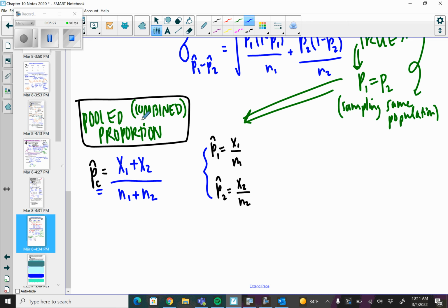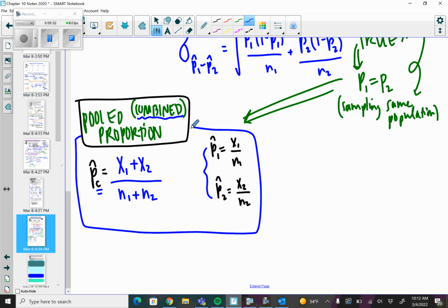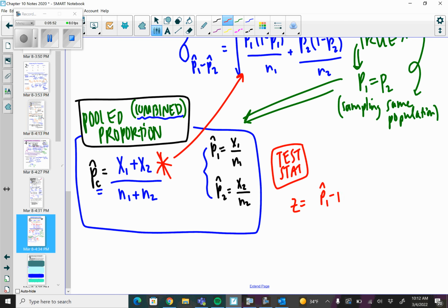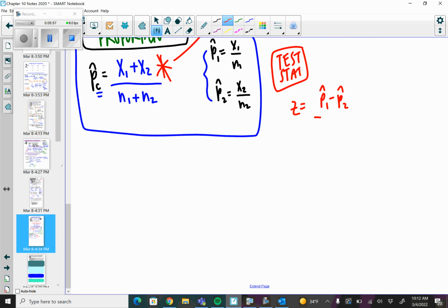They use C again because it's combined. Your textbook says pooled, so I'm going to use both languages so we know. This is actually the thing we are going to substitute in for our standard deviation, which means my final formula for the test statistic would be Z is equal to, remember it's statistic, p hat 1 minus p hat 2 minus parameter, well our parameter is 0, so I'm subtracting 0, all over that standard deviation, which is made up of, in this case, our pooled proportion.